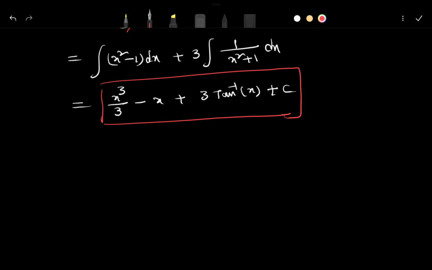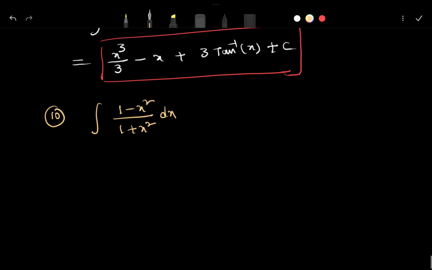And the 10th question you see here, question number 10, is integration of 1 minus x square by 1 plus x square. So everyone please see this one, how to manipulate this. Here in this problem also the degree of the numerator and denominator are equal. So first you take minus as common, that is equals to minus integration of x square minus 1 by x square plus 1.